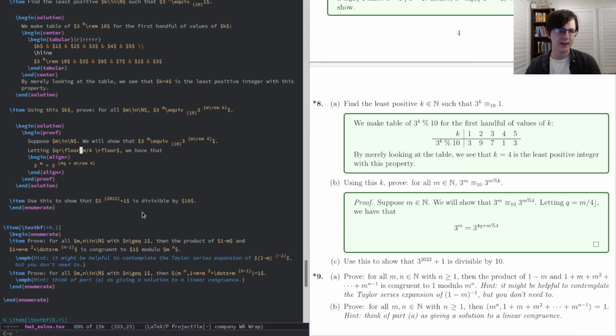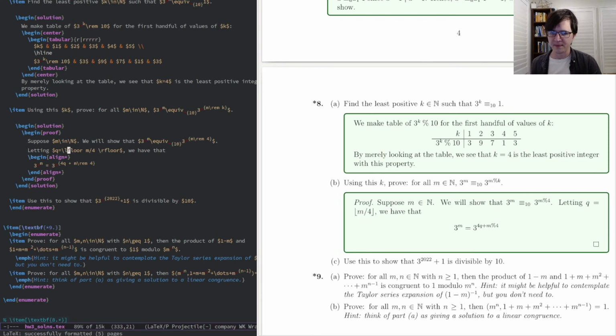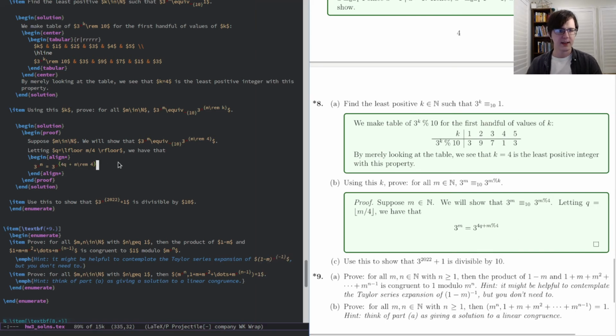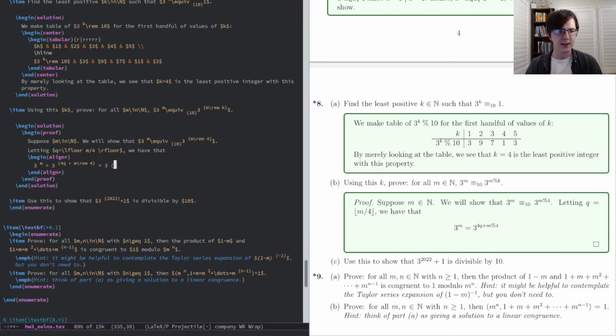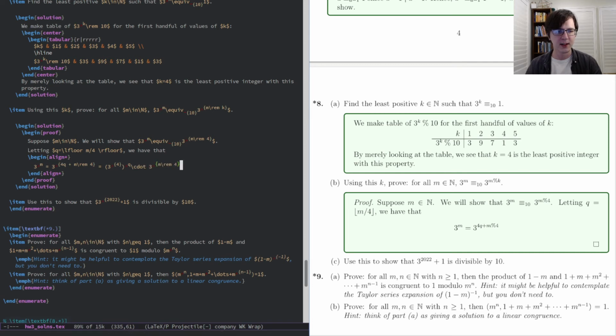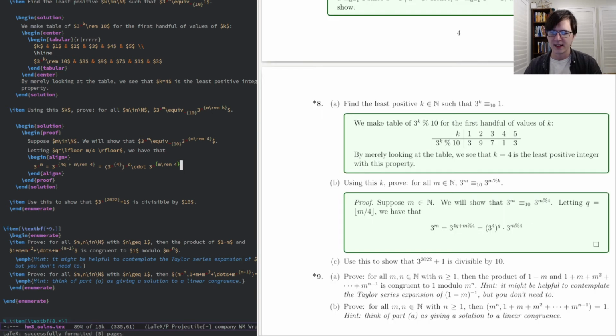And there is an error. Great. So this equals 3 to the 4 to the q times 3 to the m remainder 4, using just some exponentiation laws.